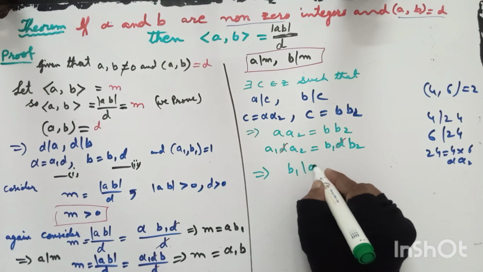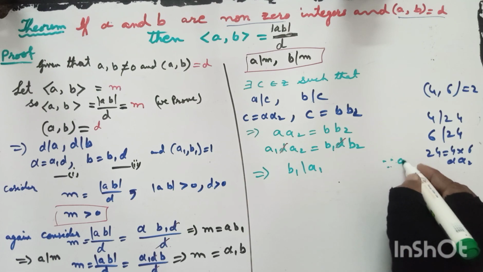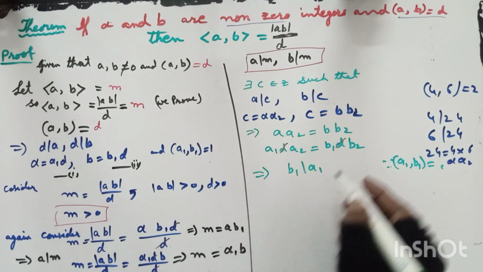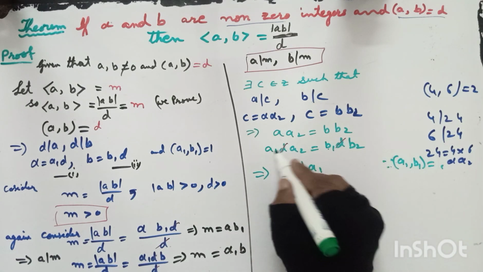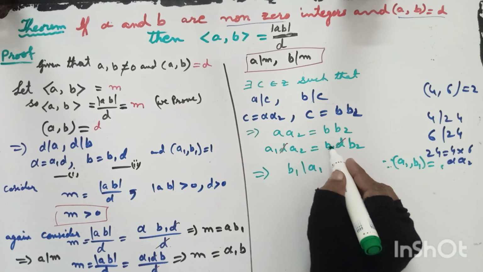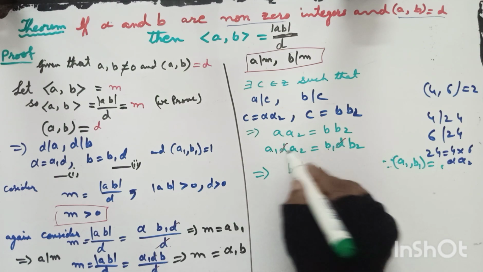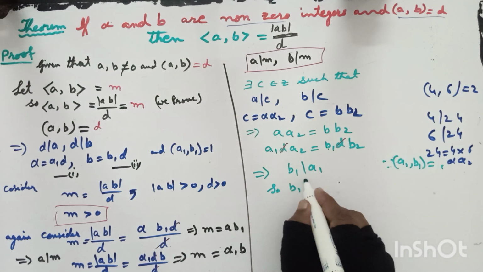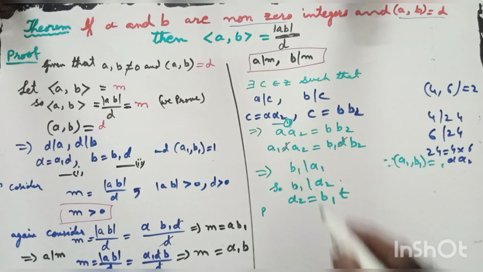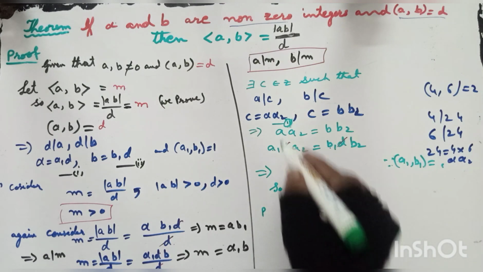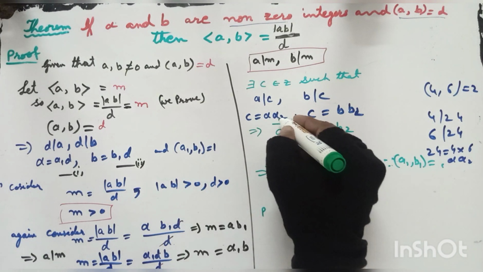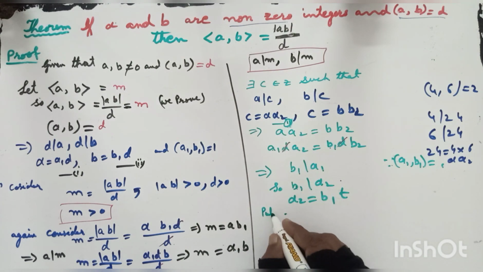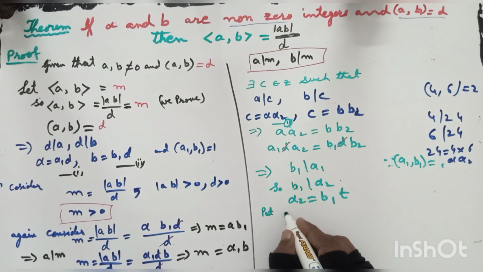B1 does not divide A1 because A1 and B1 are relatively prime here. So these are two factors, so if this does not divide this, then B1 divides A2. So plug in the value of A2 in this equation.